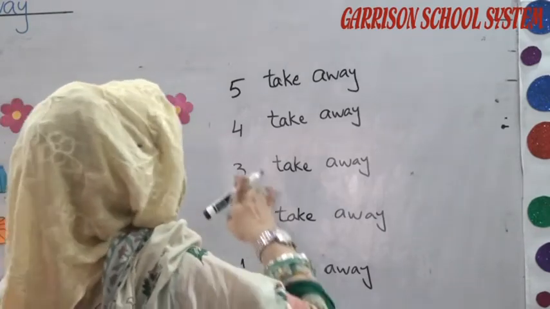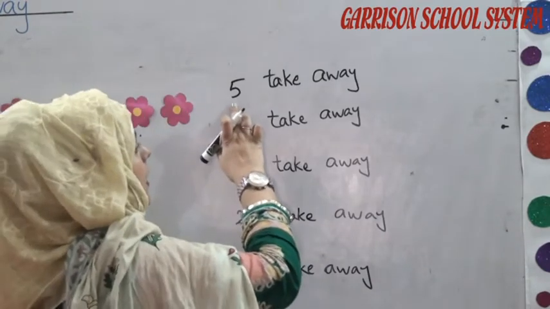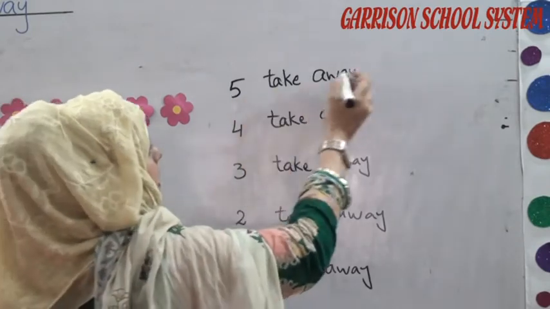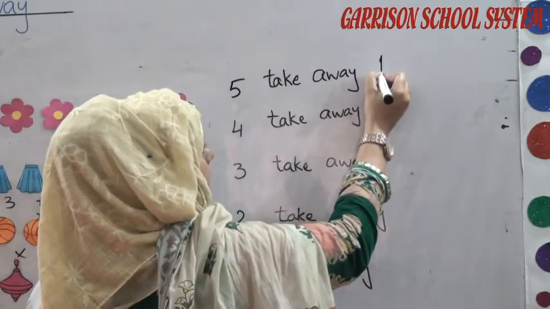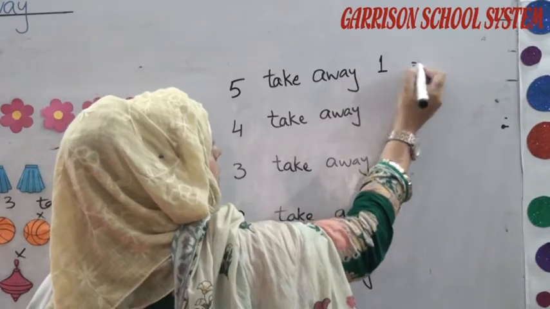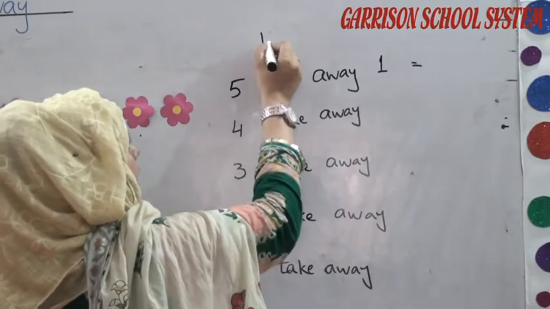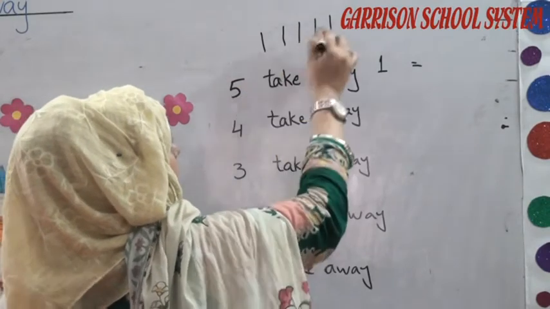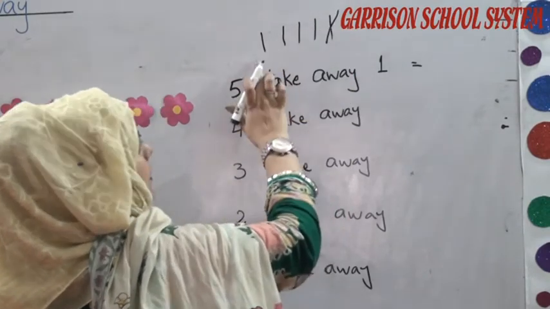And we put a counter on it, so if we take away, we have 5 counters, and we take away 1, right? How much will we be left with? Like 1, 2, 3, 4, 5. If we have 5 and we take away 1, how much will we be left with?